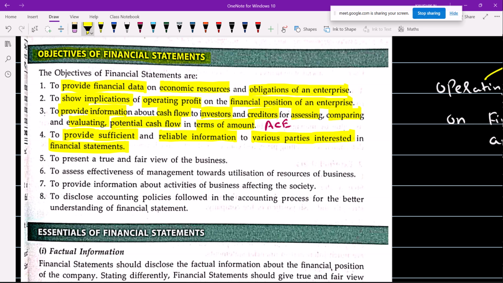Next, it will present a true and fair view of the business. So what is the performance of the business? A true and fair view we will be able to understand from the financial statements. And then the sixth point is to assess the effectiveness of the management towards the utilization of the resources of the business. So how effectively have you utilized the resources of the business?